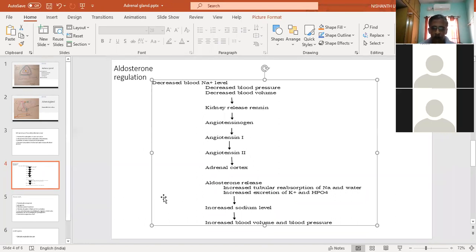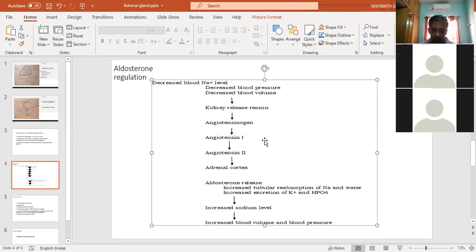I repeat again, when our blood pressure is low, blood volume is low, and sodium level is low, the kidney will produce one particular protein called renin. And this renin will convert Angiotensinogen to Angiotensin 1. This Angiotensinogen is being produced regularly, and it gets converted into Angiotensin 1 in the presence of the enzyme renin, which is produced in the kidney. Now this Angiotensin 1 will enter the blood circulation and travel.